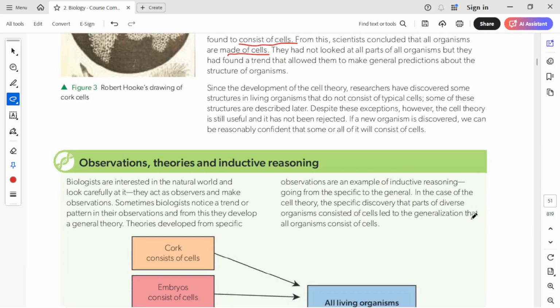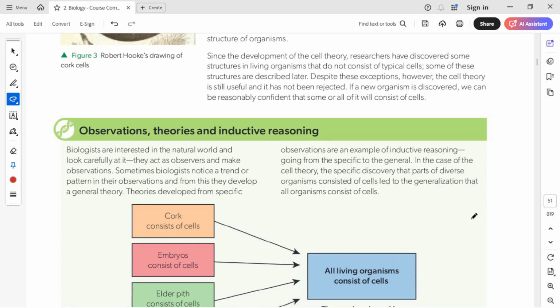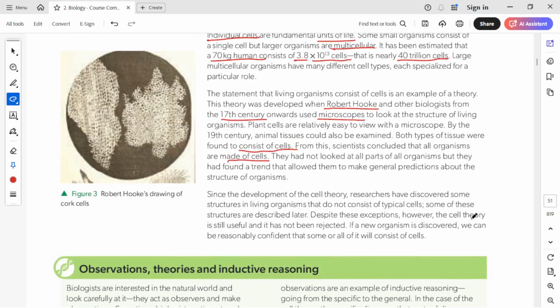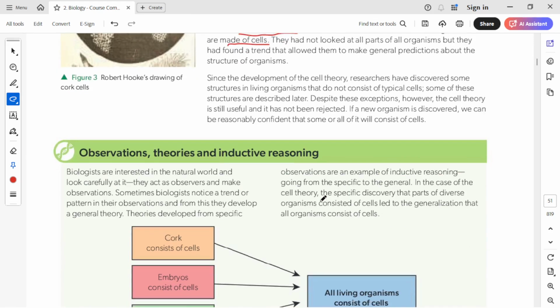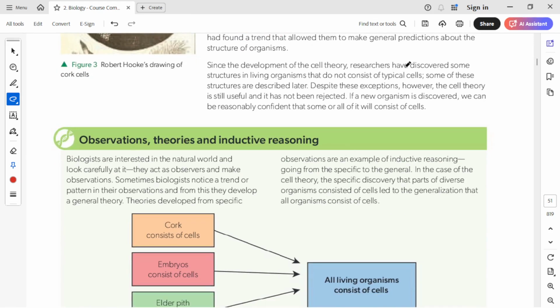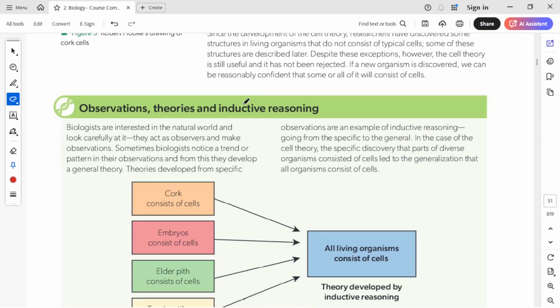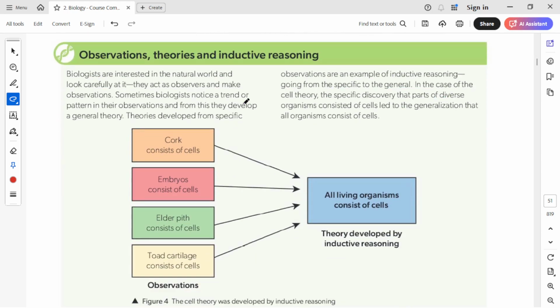So these are the first discoveries that were made. Since the development of cell theory, researchers have discovered some structures in living organisms that do not consist of typical cells. Some of these structures are described later. So let's start here: observations, theory, and inductive reasoning.